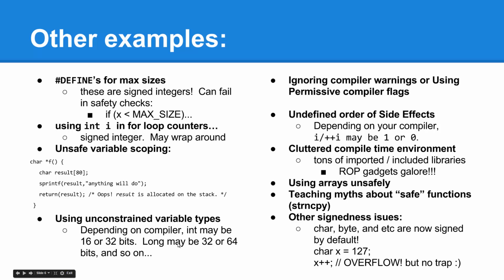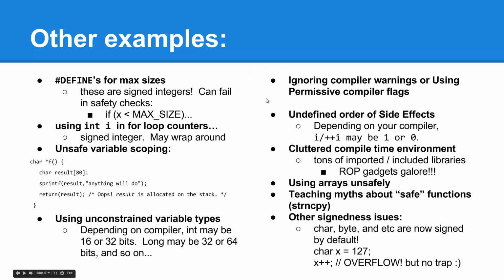When the 64-bit era came along to replace 32-bit computing, a lot of textbooks or curriculums didn't adapt to teach how to constrain variable types such that they will always be, regardless of the platform, the same amount of bits, the same amount of bytes. So, depending on a compiler, an int may be 16 or 32 bits, long may be 32 or 64 bits, and so on.